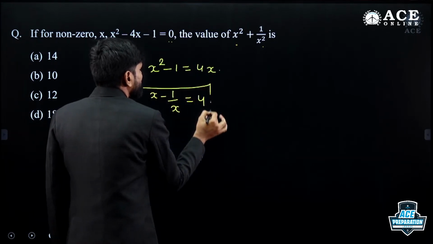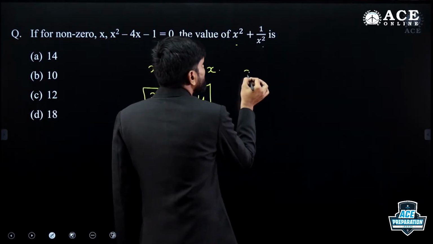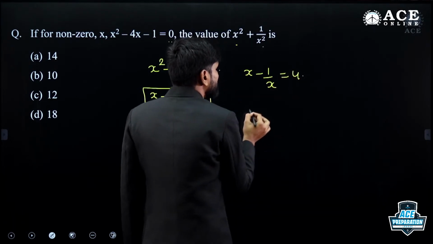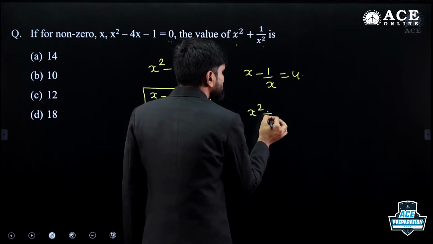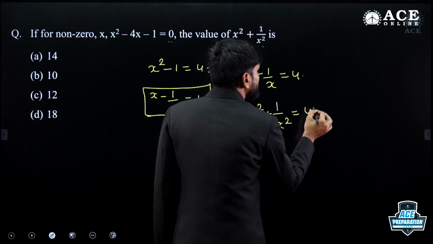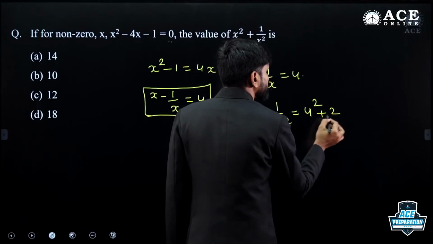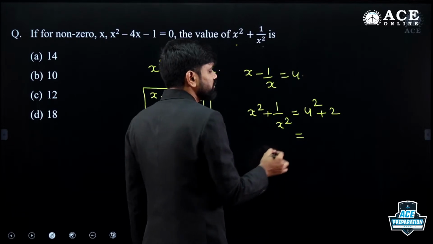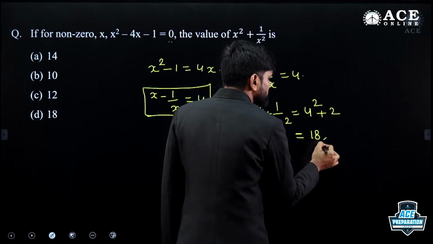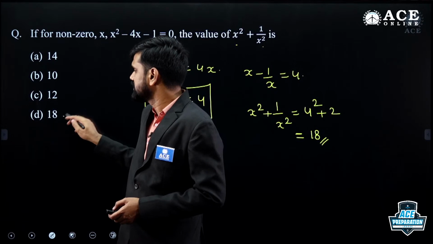With the help of x minus 1 by x, I can directly get x square plus 1 by x square. There is a formula. If you know that x minus 1 by x equal to 4, then x square plus 1 by x square is equal to p square plus 2. That will give you 16 plus 2, that should give you 18. So your answer has to be straight away 18. It should be option D.